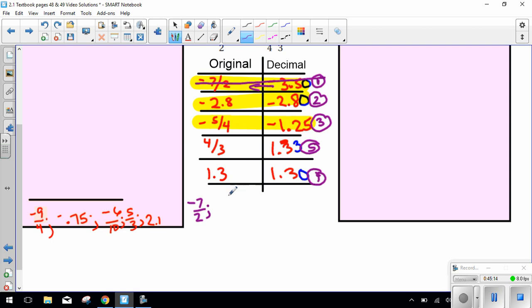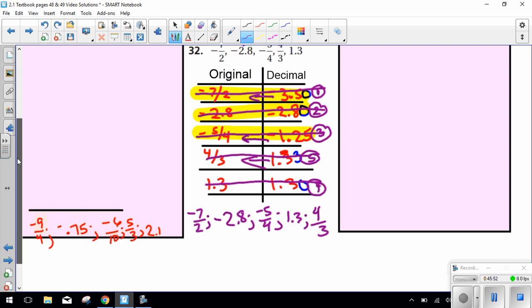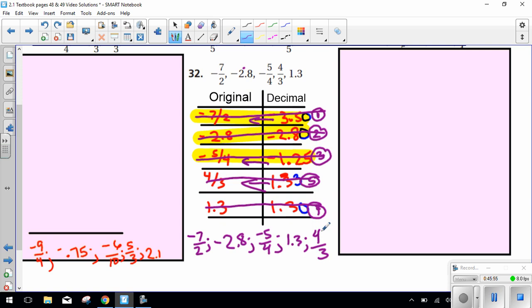Second comes -2 8/10. Okay, this original number. Third, we had -1 25/100, but its original form is -5/4. Okay, fourth, we have 1.3. Put a line through this. And last but not least, we have 1 3/10 repeating, which originally is 4/3. Okay, so congratulations, you just ordered your second set of numbers from smallest to largest.